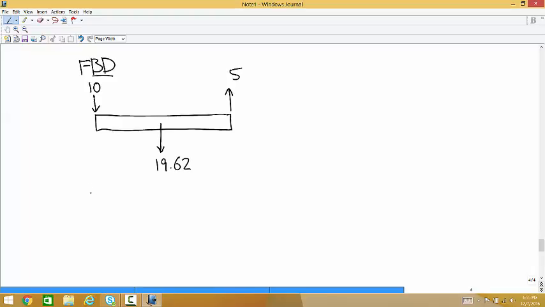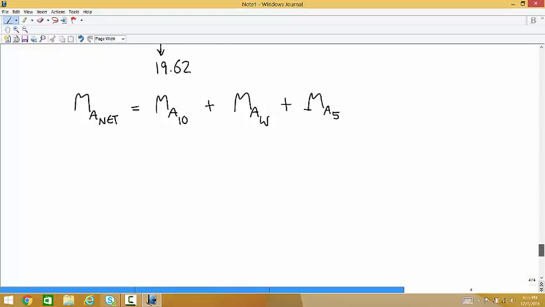And so you can think of the moment net is going to be equal to the moment produced by the 10 plus the moment produced by the weight plus the moment produced by the 5. And so let's just do those one by one.